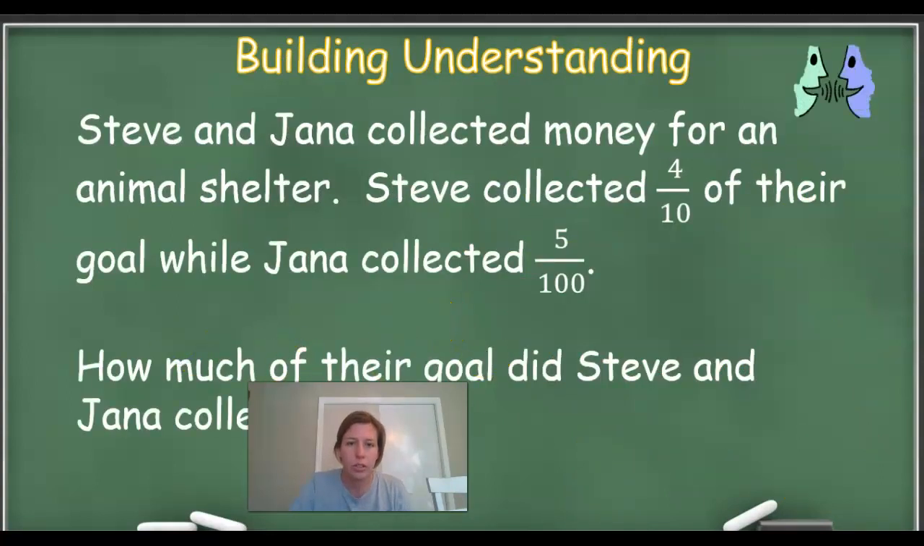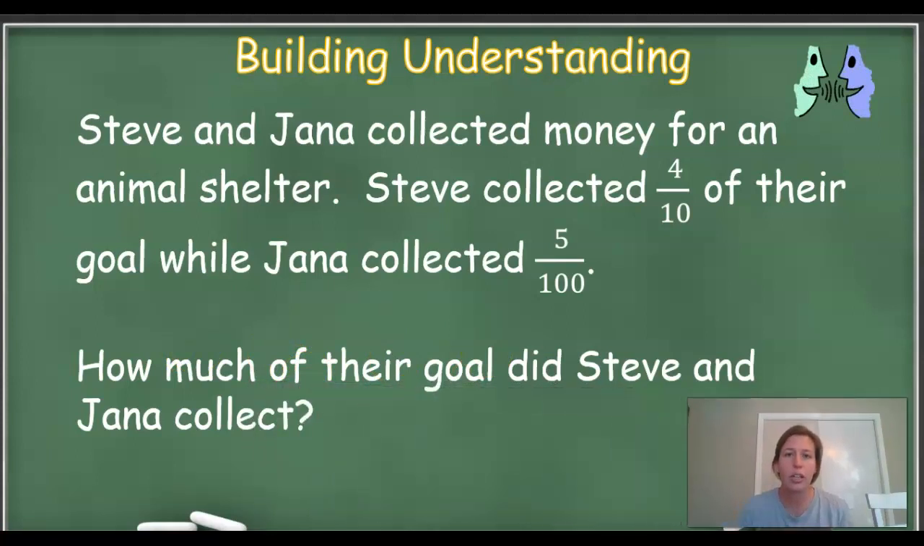Here is our question for building understanding. Steve and Jana collected money for an animal shelter. Steve collected 4/10 of their goal, while Jana collected 5/100. How much of their goal did Steve and Jana collect? I'm thinking because it's saying Steve and Jana together, we're probably going to have to add these two fractions together.